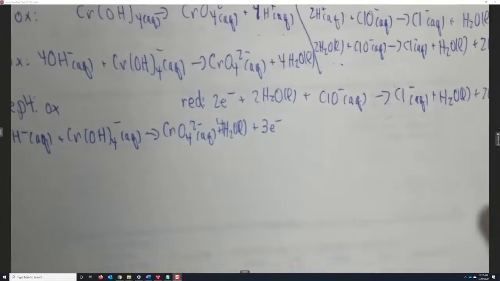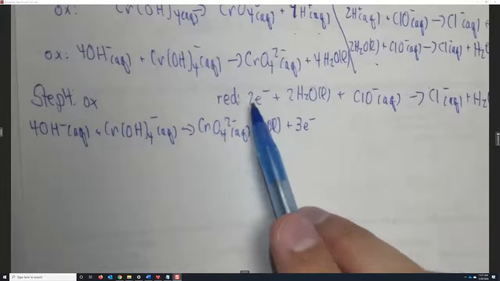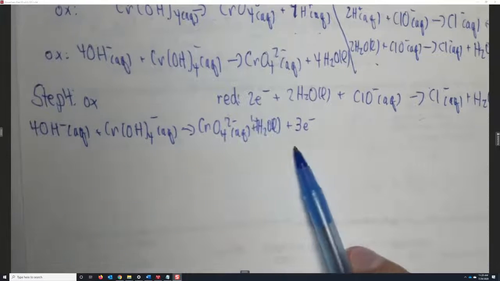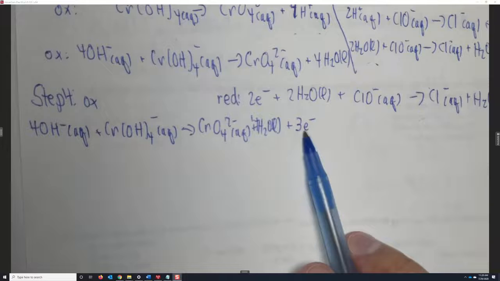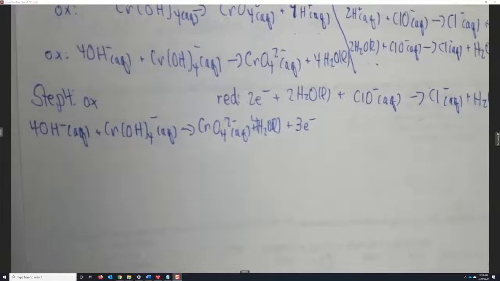So now, step 5, we need to balance these out. So here we have 3 electrons, and here we have 2 electrons. So in step 5, we need to multiply this one by 2, everything by 2, to make 6. And for the reduction, we need to multiply everything by 3 to make 6, so they'll cancel out when we recombine them in step 6.